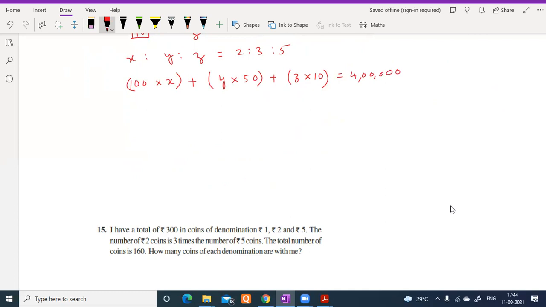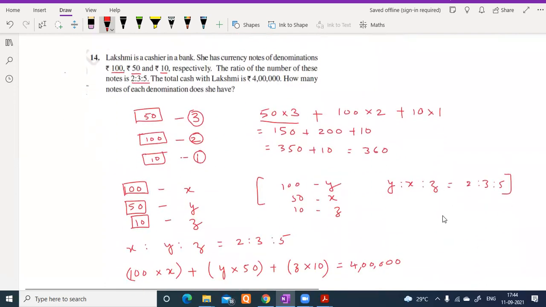Okay. So, let's go back. How many notes of each denomination are you having? That is the question they're asking. That means they're asking what is X, Y, and Z? How many notes of each denomination? Denomination is rupees 100 note, how many you have? Rupees 50 note, how many you are having? Rupee 10 notes, how many notes you are having? So that is what they're asking, and that we have assumed as X, Y, and Z. Okay, hope that is clear.